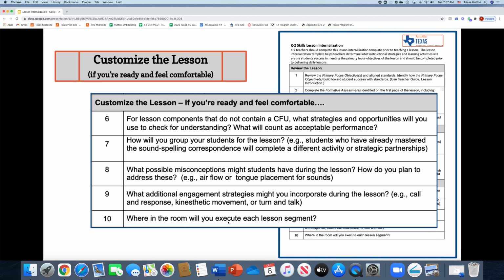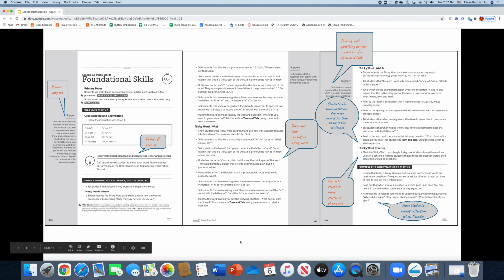And then also, where in the room will you execute this lesson? Or if you're teaching remotely, how will you address this lesson? What sorts of strategies are you going to be using to really work with students who are working remotely as well? So let's take a look.